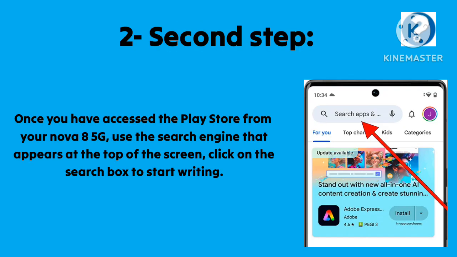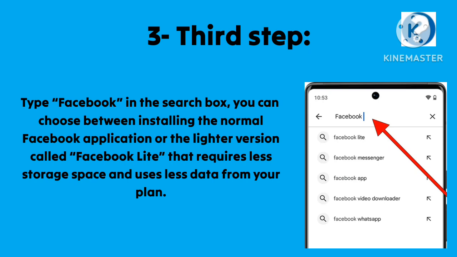2nd step. Once you have accessed the Play Store from your Nova 8 5G, use the search engine that appears at the top of the screen. Click on the search box to start writing. 3rd step. Type Facebook in the search box. You can choose between installing the normal Facebook application or the lighter version called Facebook Lite that requires less storage space and uses less data from your plan.